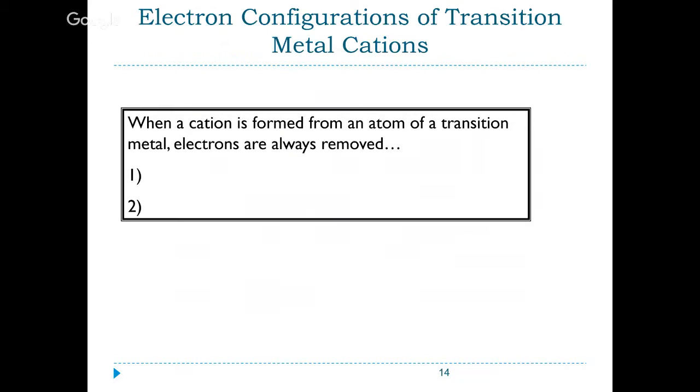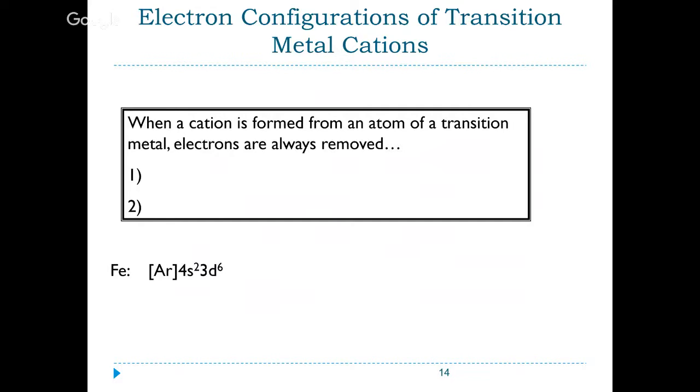So transition metals, we know, do different things. When we form a cation from a transition metal, electrons are always removed first from the s orbitals because they are the furthest away. Then we start to remove electrons from the d orbitals. It's always your s orbital because the s is higher in energy. When you write your electron configurations, you'll see that.